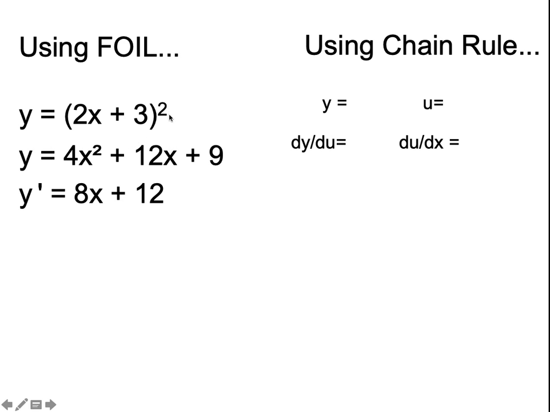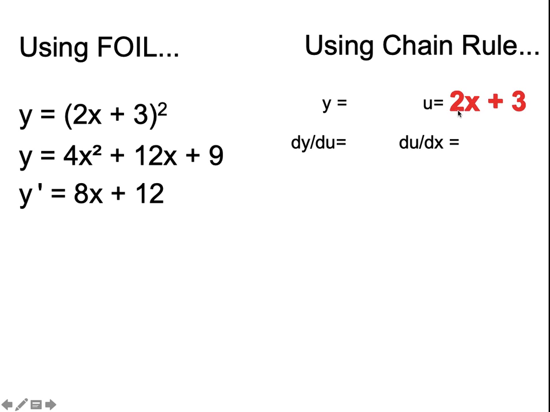Foiling something squared is a pretty quick process. So we know using the power rule that this is definitely the derivative. But if we take a look at this expression, y equals (2x plus 3) quantity squared, and we use the chain rule, what we do then is we look for an inside function. We look for a composite expression. And so our composite expression looks like 2x plus 3 inside of u squared.